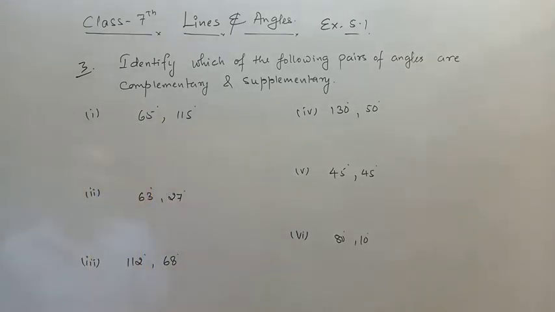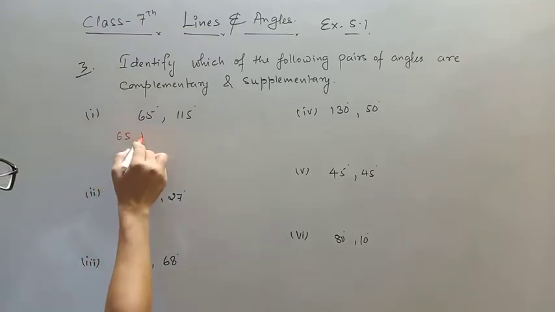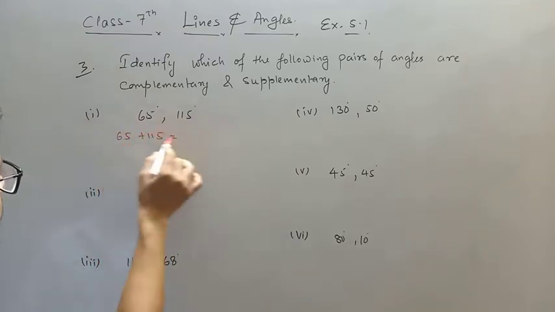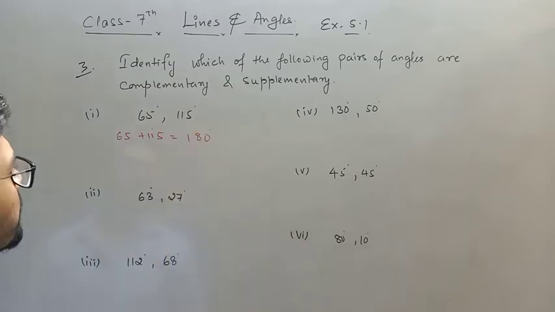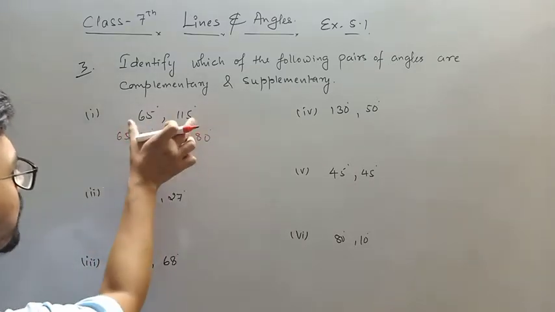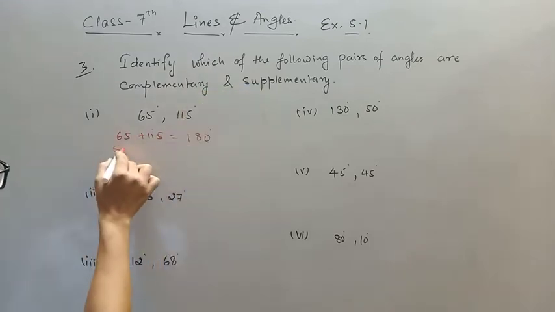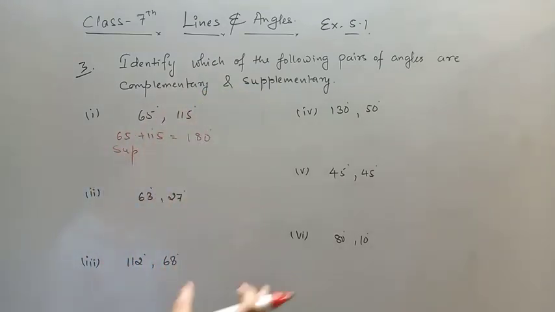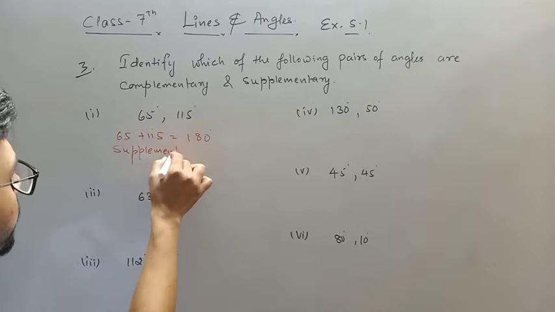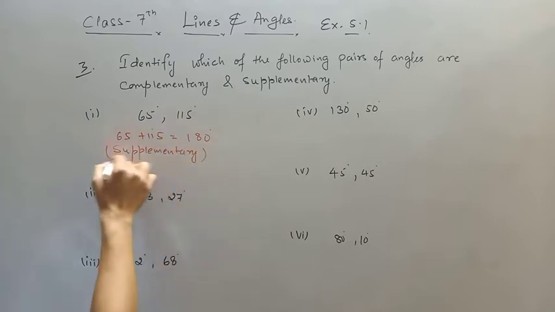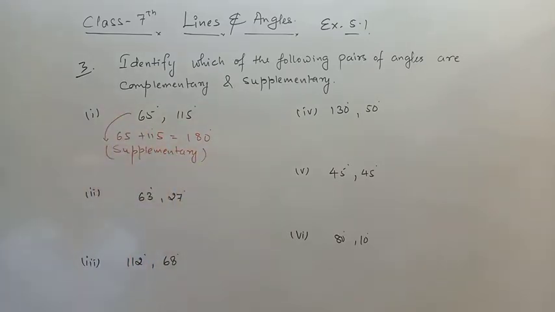First check this example. 65 plus 115. So 5 plus 5 is 10, 6 plus 1 is 7, plus 1 is 8, that is 180 degrees. So the summation of these two angles is equal to 180 degrees. That means this pair is of supplementary angles.